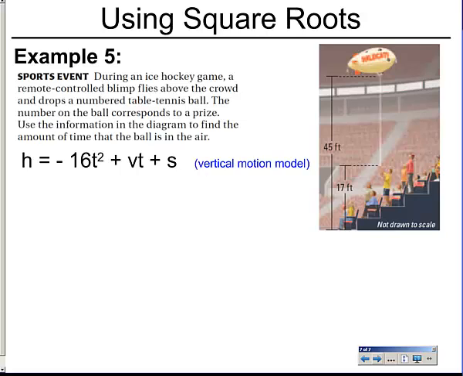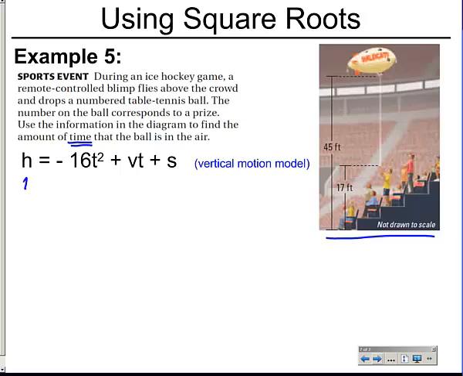Example 5. During an ice hockey game, a remote control blimp flies over the crowd and drops a numbered table tennis ball. The number on the ball corresponds to a prize. We want to use the information in the diagram, which is over here, to find the amount of time, t, that the ball is in the air. Now this uses the vertical motion model, so if you've not seen that video, you might want to pause this and go back and look at the vertical motion model.